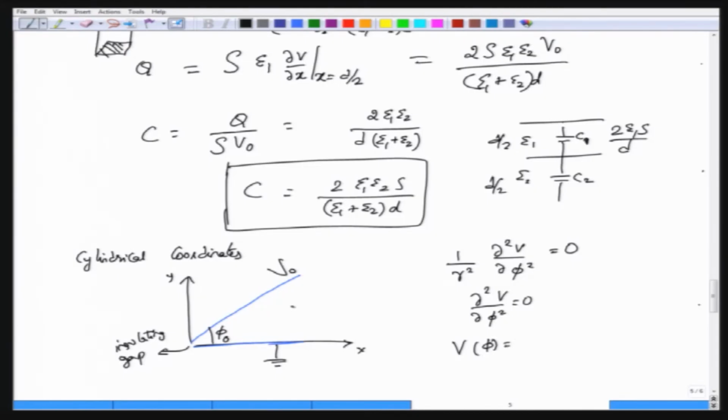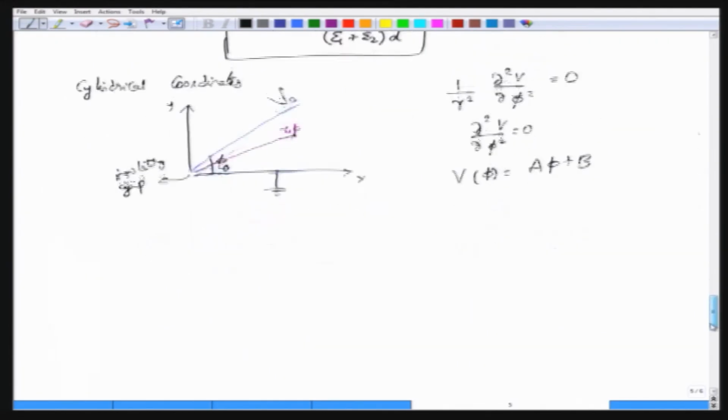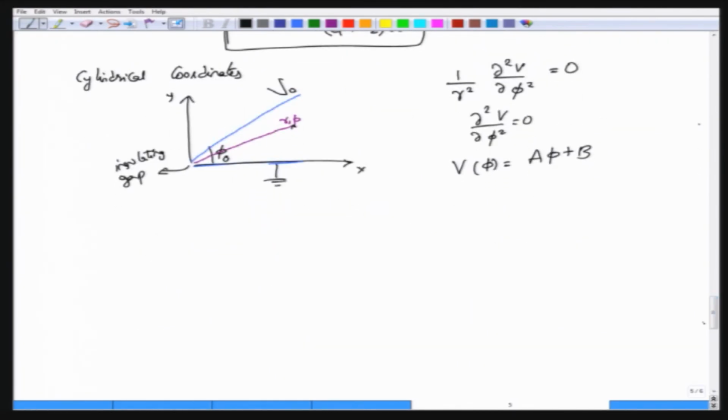If, for example, I am considering this particular point given by radius r and angle phi, this is where I am calculating the potential, and this potential will be equal to A phi plus B. I have 2 boundary conditions to apply, and I can use them to find the constants A and B.